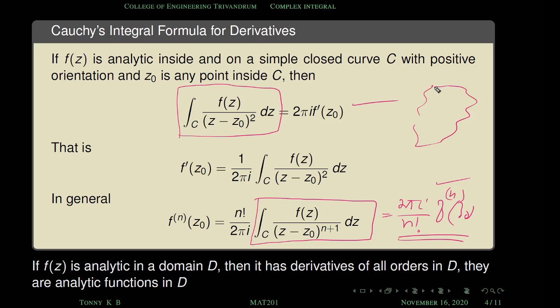If you know the values of the function on the boundary, then we can evaluate what is the value of the function and its derivative inside C using only known values of the function on the boundary.